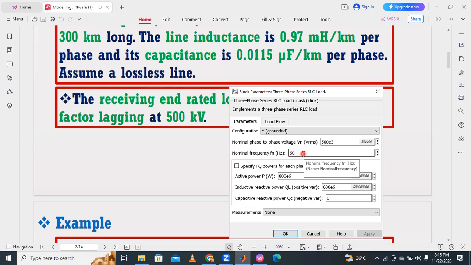So that's why the nominal frequency is 60 Hz. Next, the active power at the receiving end side is 800 megawatts. That's why you write 800 megawatts.